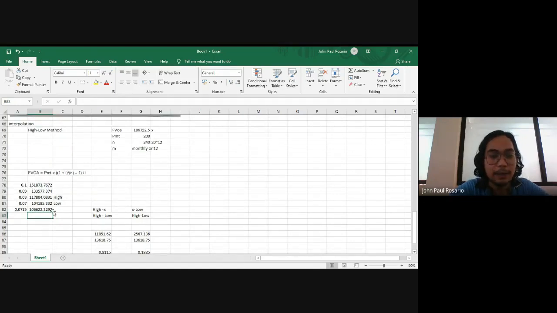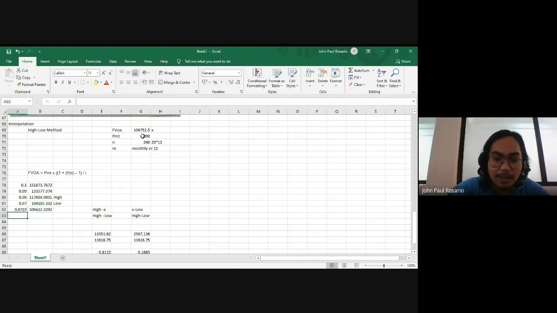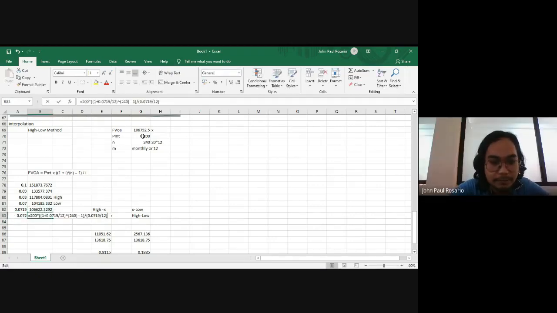Our goal is 106,752.5. Meaning, the amount we got is not yet exact. We still have to go higher, right? Because our goal is bigger. Yes, sir. So we adjust. Let's try 0.0720. So with that, we got our final answer. Our interest rate should be 7.2%.